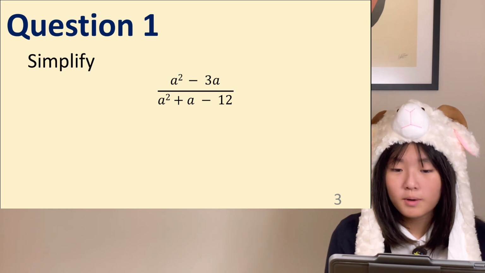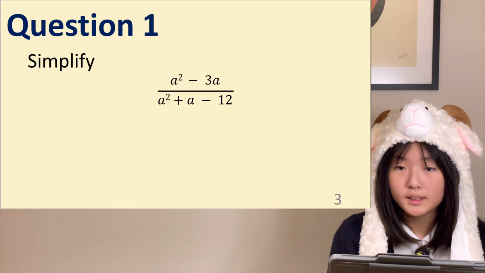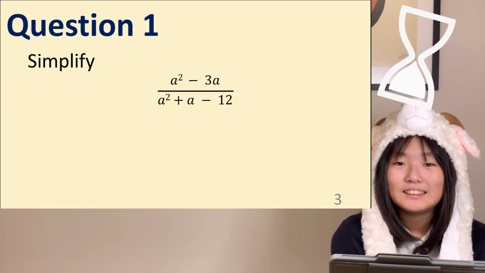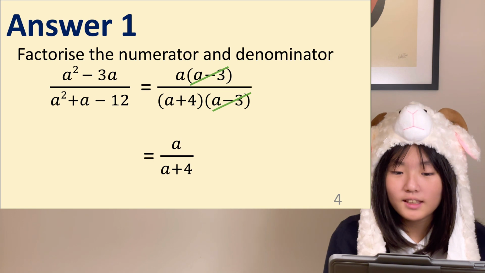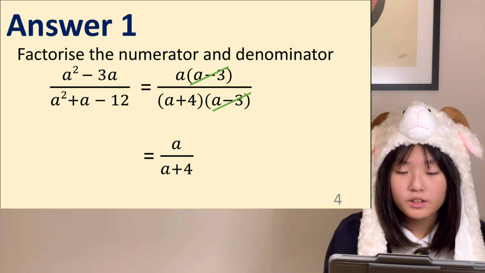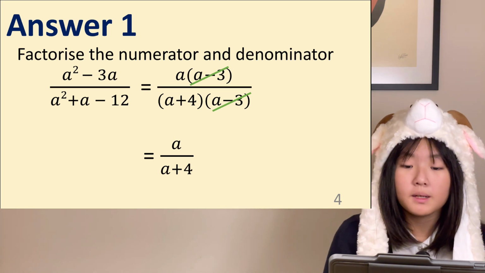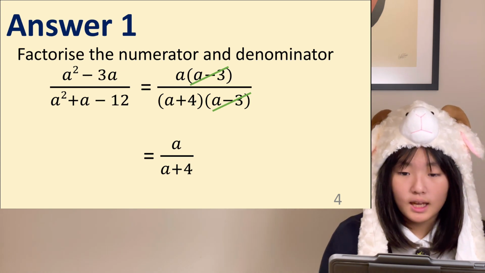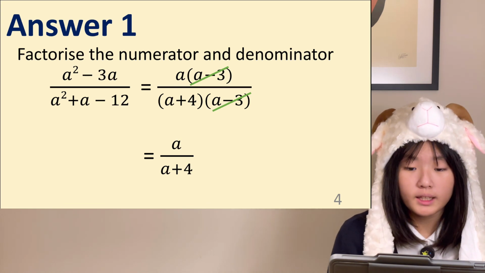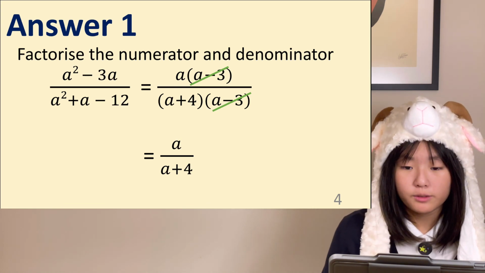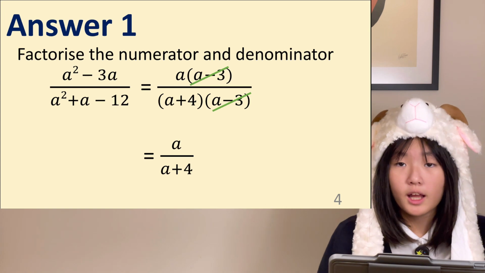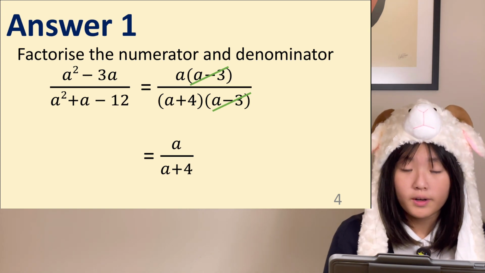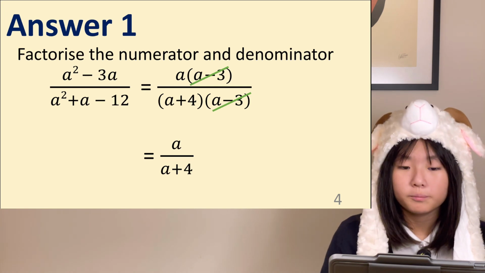Simplify a squared minus 3a over a squared plus a minus 12. The answer is, when you factorize the numerator and denominator, it becomes a multiplied by brackets a minus 3 over brackets a plus 4 brackets a minus 3. So since the numerator and denominator both have a minus 3, you can cross that off, and your final product is a over a plus 4.